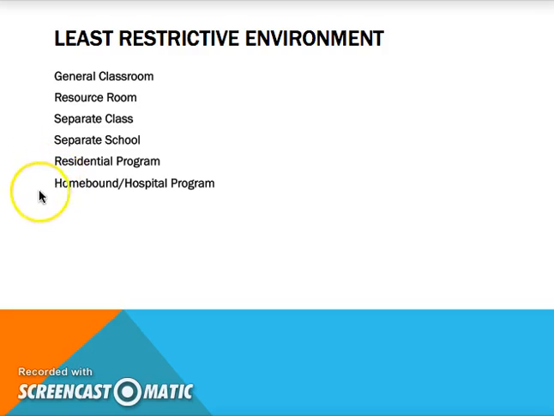And then finally, our most restrictive environment would be a homebound or hospital program. And typically, students who are within homebound or hospital programs are students who are medically fragile. So students who have muscular dystrophy and or have lost a lot of their strength might be on homebound, where a teacher actually comes to their house and delivers instruction, or they're provided with services and instruction within the hospital.